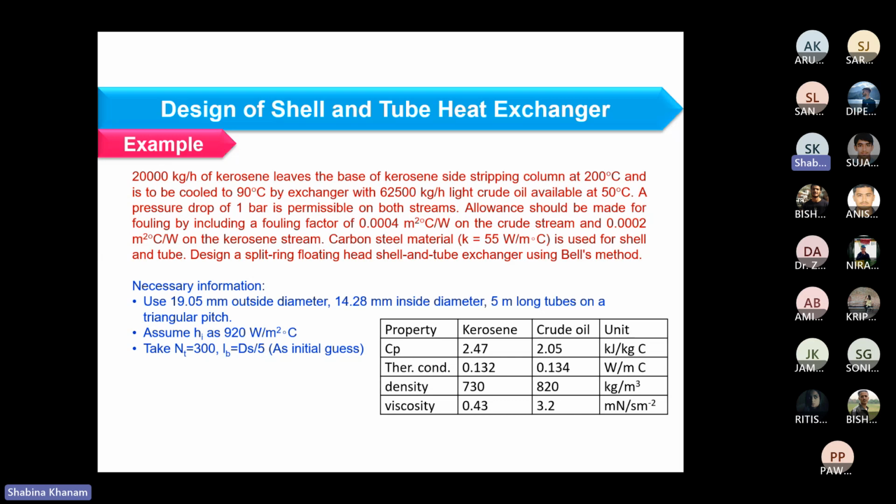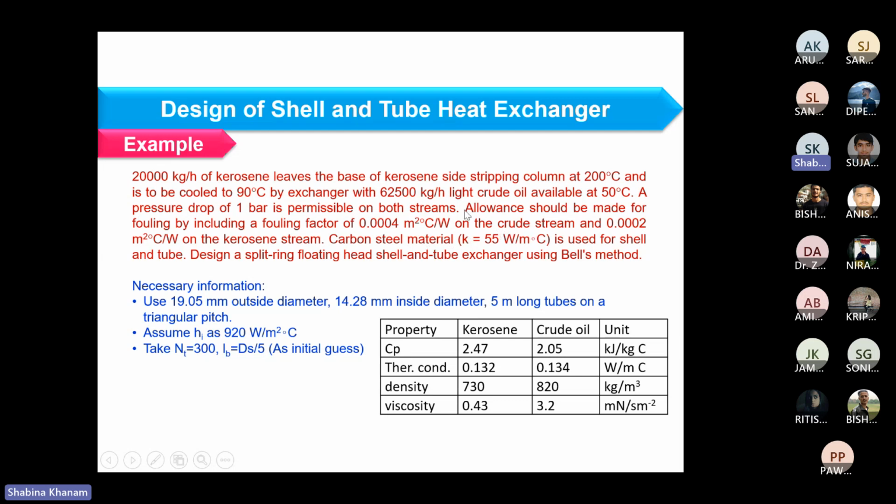Okay, and for that you need to find out AS and all, which is similar to Kern's method. So you need to consider that, but for velocity and all, we need to decide the flow rate, which flow rate we should consider, and for that we need to allocate the fluids to shell side or tube side. If you consider here, the fouling factor is more with the crude stream.